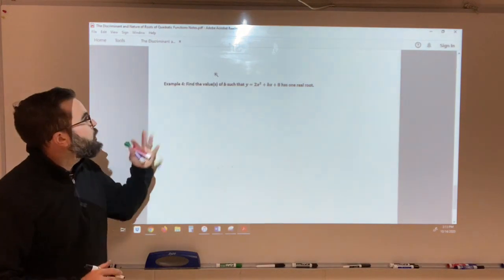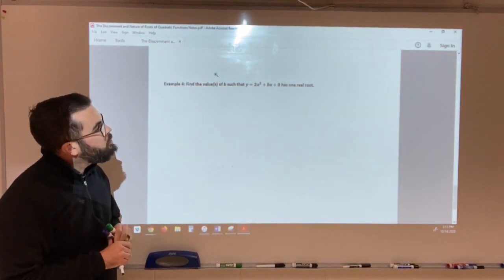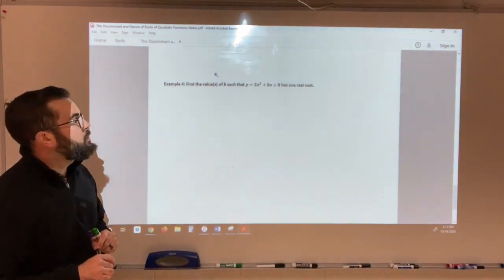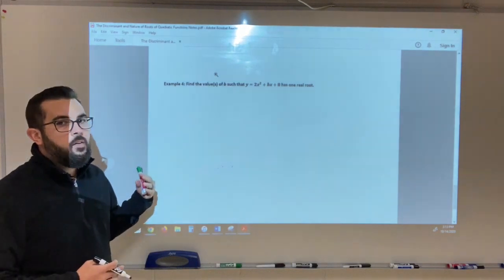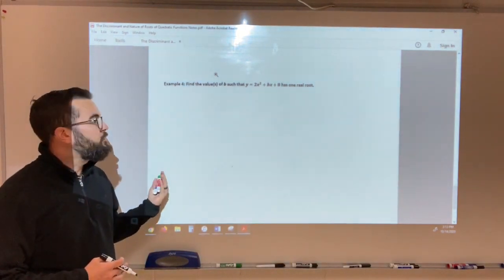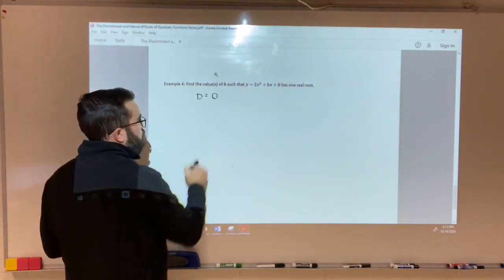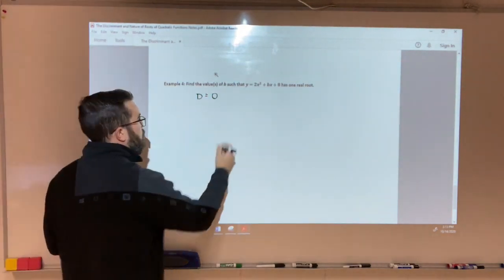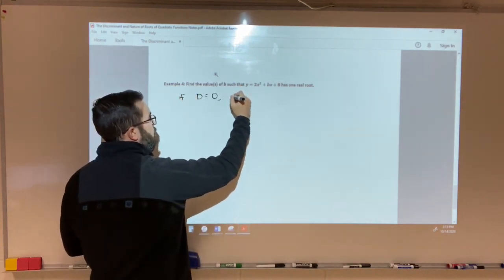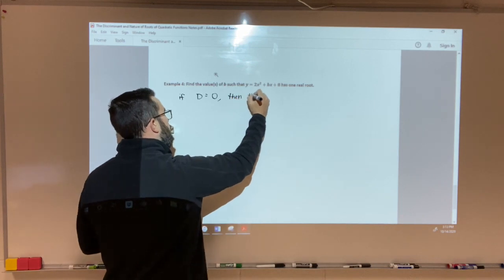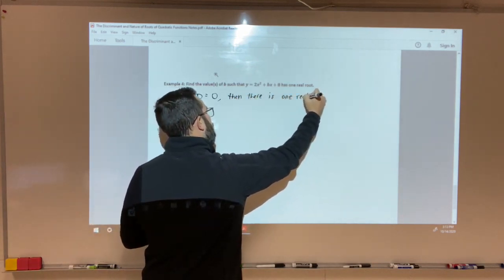Last example, it says find the value or values of b such that y equals 2x squared plus bx plus 8 has one real root. So think, what will tell us if the function has one real root? Well, that's if the discriminant is equal to 0. If the discriminant is equal to 0, then there is one real root.